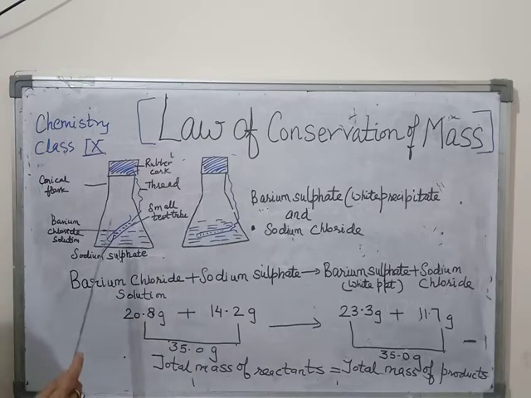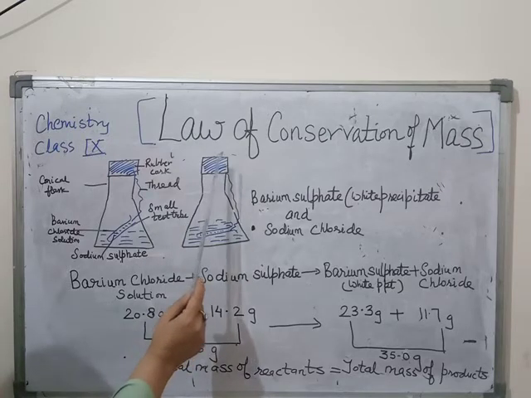And then calculate the mass of the barium chloride solution and sodium sulfate. For that, weigh the mass of the apparatus along with the reactants, that is, barium chloride solution and sodium sulfate, and then subtract the initial mass of the apparatus from this mass. It will be the mass of the reactant. Let this mass of reactant be X.